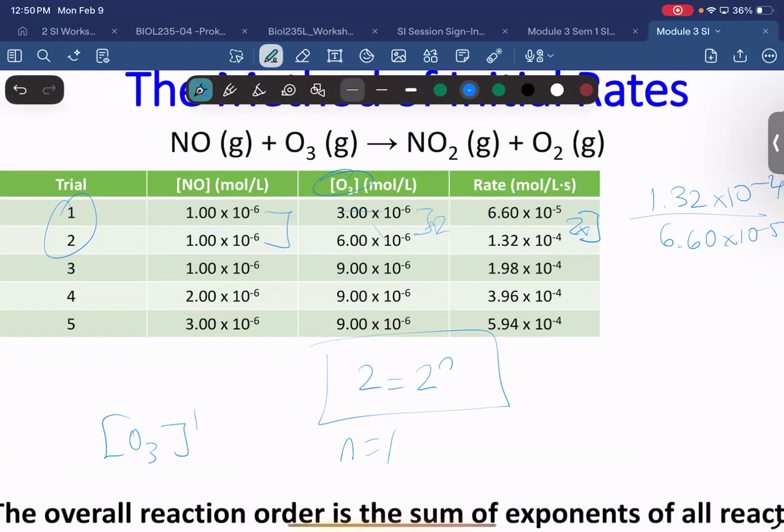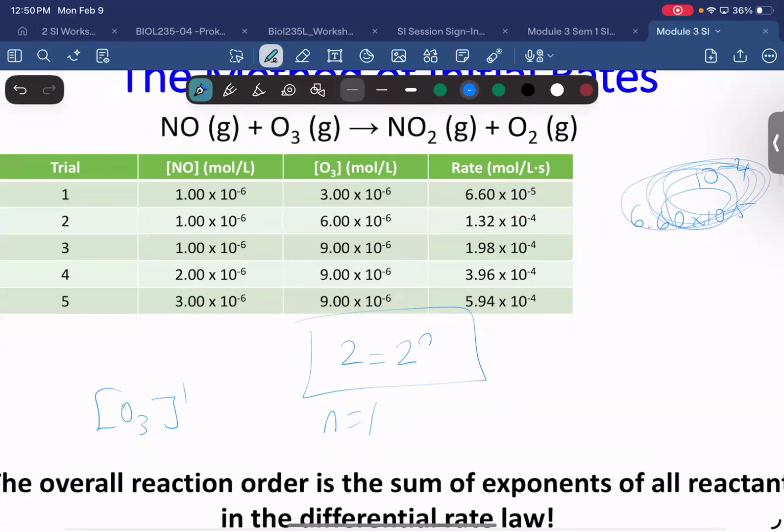Now we need to figure out nitrogen monoxide. I want to give you guys a chance to try this. What experiment could nitrogen monoxide be used for in this case? Yeah, 3 and 4, perfect. We see here that ozone is remaining constant, so it's not affecting anything. But nitrogen monoxide is doubling, and as it doubles by 2, the rate of the reaction doubles by 2. That's a really important thing.